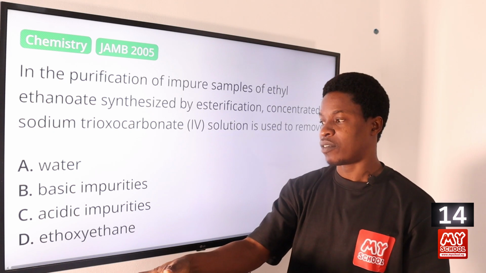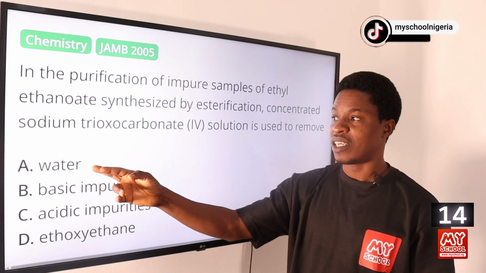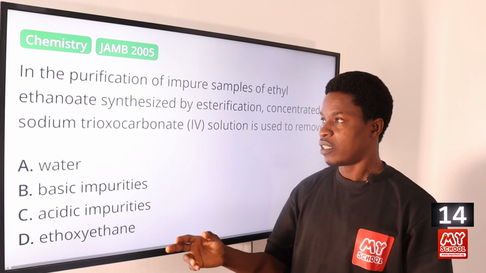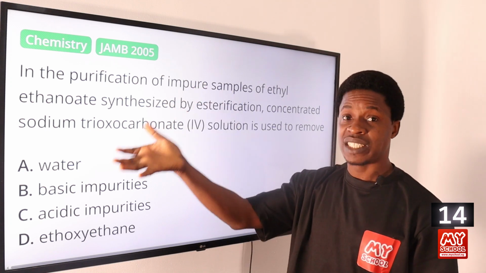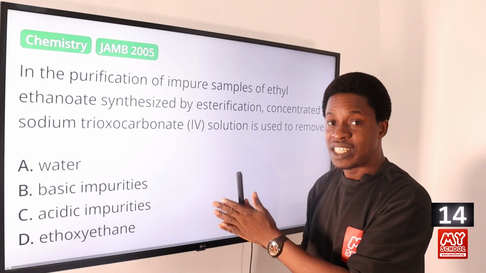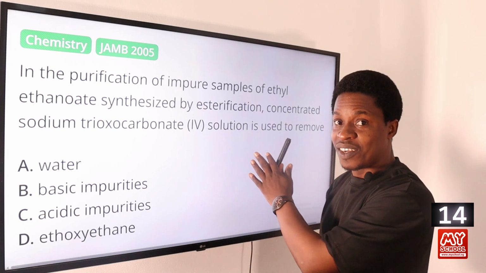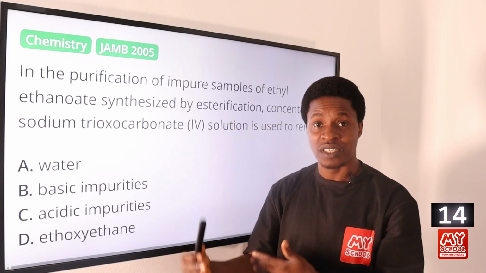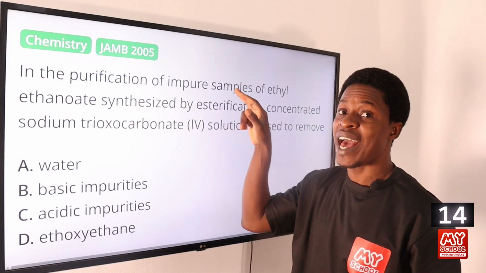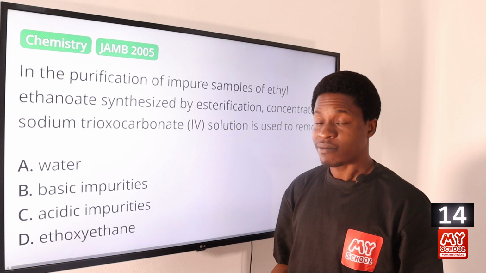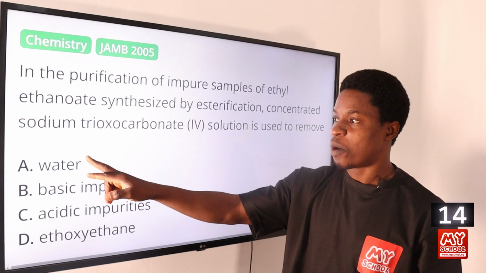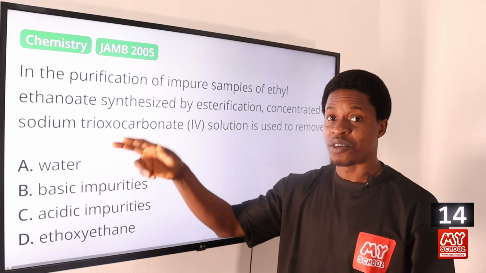Actually we know that we are talking about purification, which means there are impurities there. So option A can be struck off, because water is not an impurity in this context, since we are talking of esterification. Alkanol reacts with alkanoic acid to give alkanoate and water. Of course the reverse reaction is a hydrolysis reaction. But we are talking about purification of impure samples, so we want to remove the impurity. So option A is not it, even though it's one of the products of esterification.